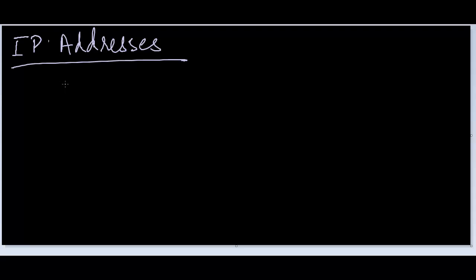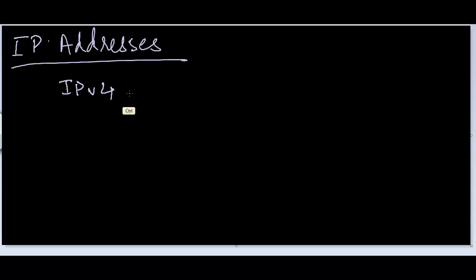This video is on IP addresses. Let's take a look at IP version 4, which is the more popular IP addressing scheme used on the internet these days. So IP version 4 was developed in the early 80s.